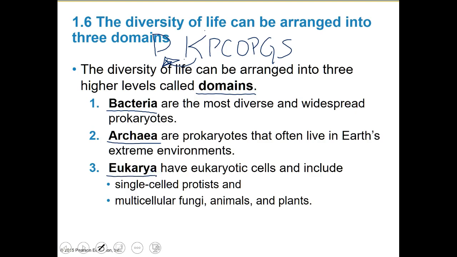The 3 domains of life consist of bacteria, archaea, and eukarya. Bacteria is the most diverse. Archaea are prokaryotes that are really old and tend to live in really extreme environments. There's not a place they can't live. And then eukarya are our eukaryotic cells, so they have a nucleus, and those are plants, animals, and fungi.